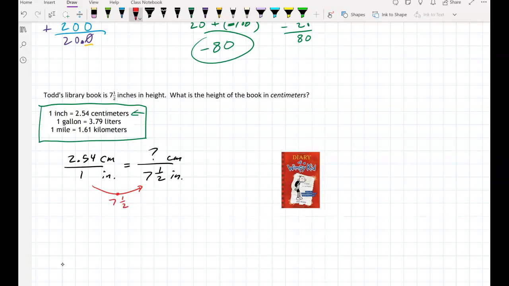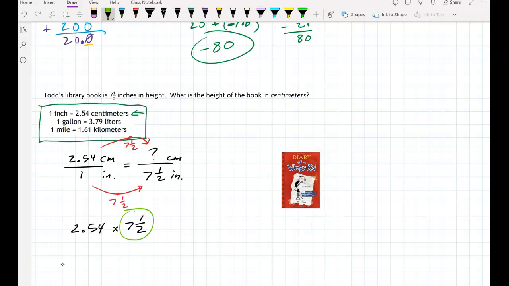And if I do that there, I have to do the exact same thing in the top. Multiply by 7 1/2. So what does that mean I'm going to do? Well, that means I'm going to multiply 2.54 times 7 1/2. But here's the thing. I can't multiply a decimal times a fraction. So what I'm going to do is turn my mixed number into a decimal. And remember how we do that.